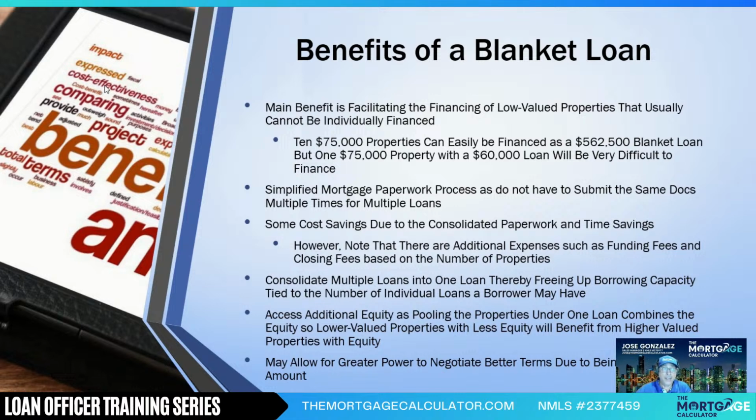However, getting back to the point here, 10 $75,000 properties can easily be financed as a $562,500 blanket loan, but one $75,000 property with a $60,000 loan will be very difficult to finance. To finance that, you're probably going to have to go hard money. That's going to be a short term loan, right? That's just maybe to buy it in hopes that the equity goes up, and then you can refinance it once it has a little bit more value.